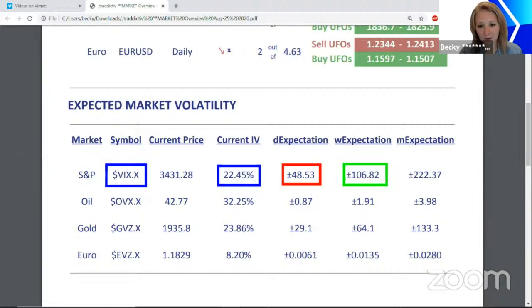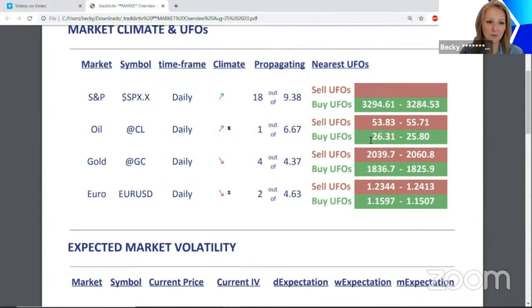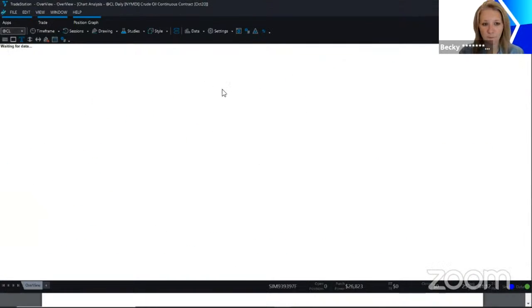In a week, a movement up or down of 106.82 points. And in a month, a movement up or down of 222.37 points. Again, that's either up or down. Okay, so that's the S&P. We'll move on to the next market here, which is oil. We're looking at CL. That's the continuous futures contract for oil.